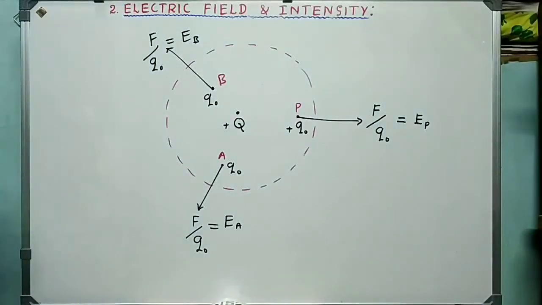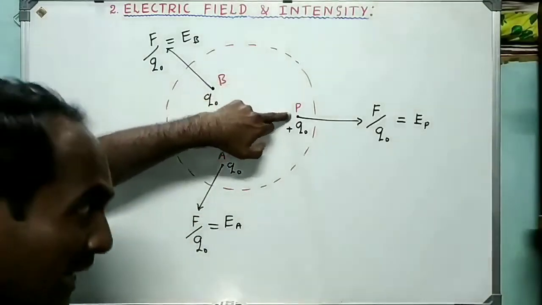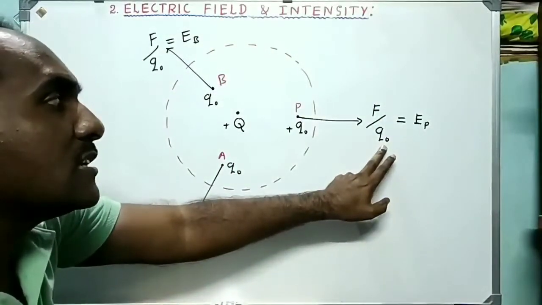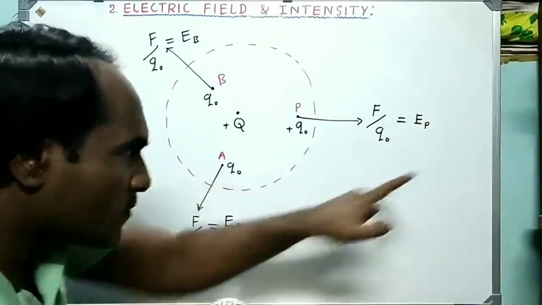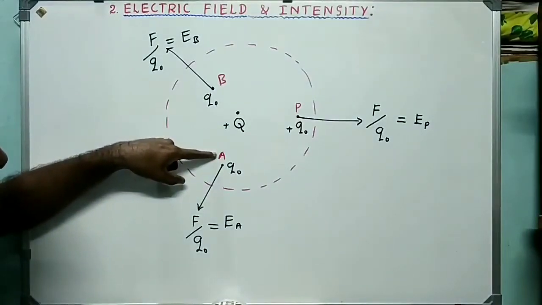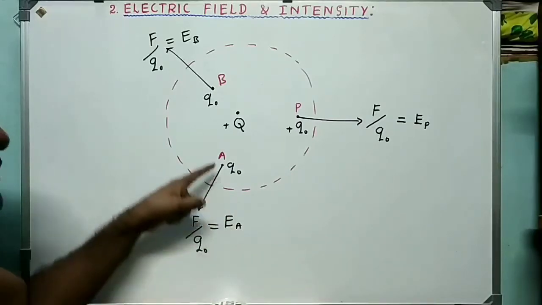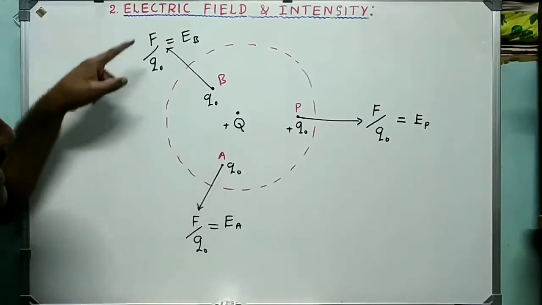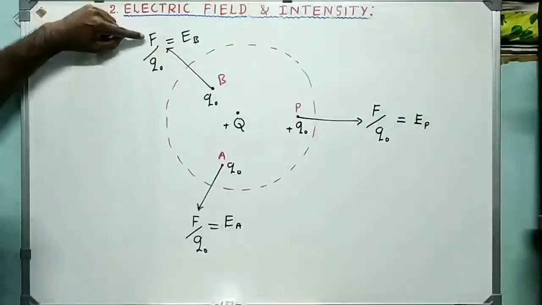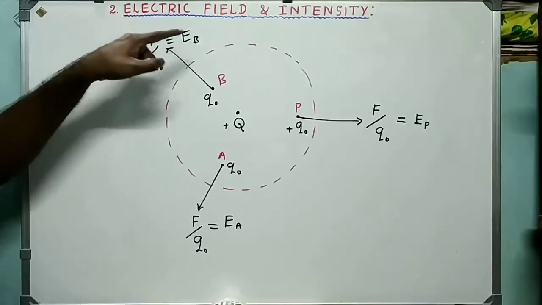So, electric intensity means what? Electric intensity at point P is defined as the amount of electrostatic force experienced by the test charge when kept at that point. What is electric intensity at point A? Electric intensity at point A is defined as the amount of electrostatic force experienced by the test charge when kept at that point A. What is electric intensity at point B? Electric intensity at point B is defined as the amount of electrostatic force experienced by the charge Q0 when kept at that point B.